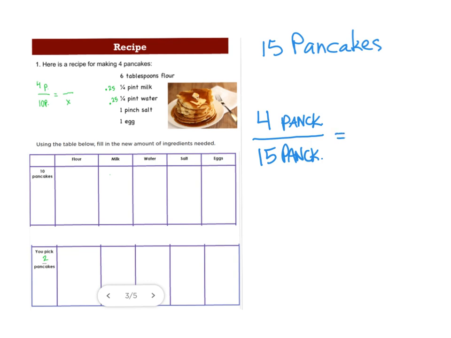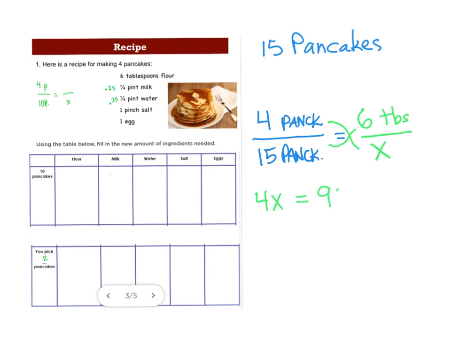All right, let's start out with the flour. I know that 4 pancakes uses 4 tablespoons. I don't know how many tablespoons I will need for 15 pancakes. So this is where you want to do your cross products. I'm going to multiply 4 pancakes times x, which is 4x, and then I'm going to multiply 15 times 6. Do you see how it's making an x? How it's making a cross? That's why we call it cross products. And 15 times 6 is 90.